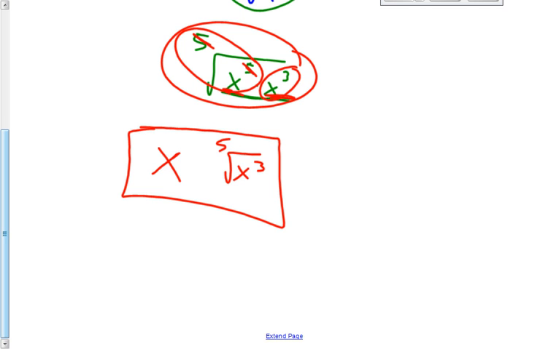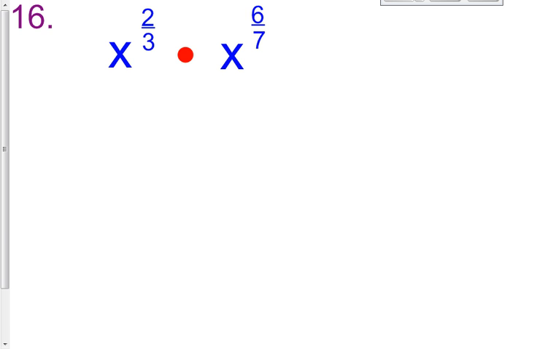All right, now you guys pause the video. Try number 16 all on your own. Use the properties that we've been talking about. Very, very similar to problem number 15. All right, unpausing the video.